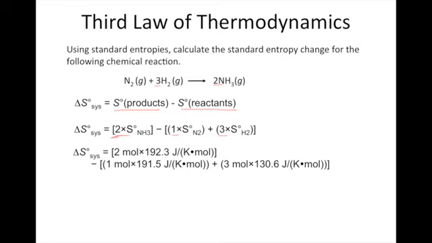Don't take any shortcuts. And if we solve this, we should have a negative 198.7 joules per Kelvin as the entropy change for this system. And if you look, we're going from 4 moles of gas to 2, so we would predict the sign of the entropy change here to be negative. So we should be able to see that that seems like a correct calculation. So be sure you understand the third law of thermodynamics, and you can use the formula in order to calculate the change in entropy for any system.